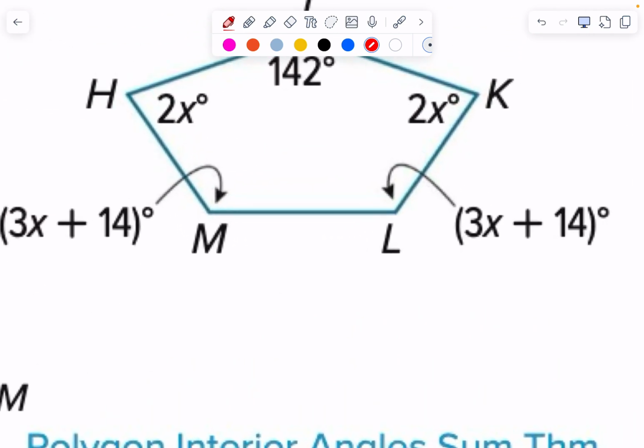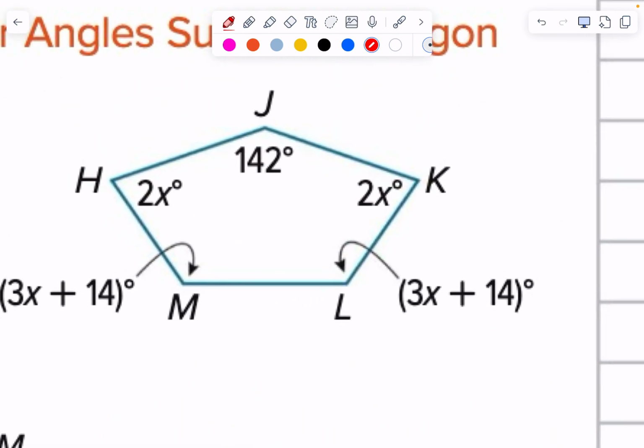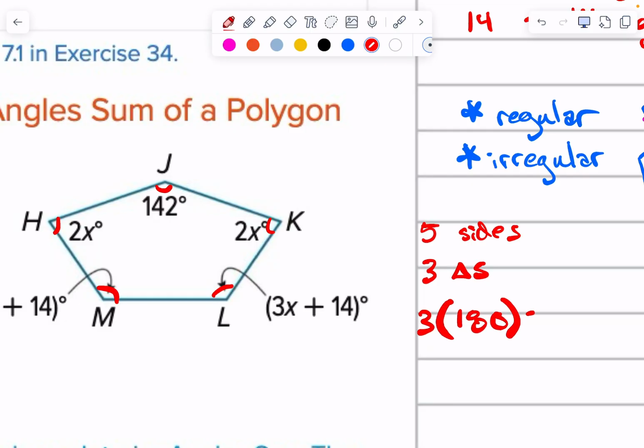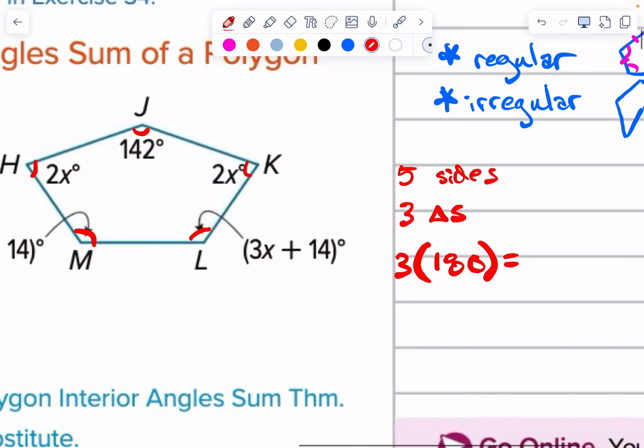Example 1. How many sides does this figure have? 5. So this angle is 142. This is 2x. This is also 2x. It looks kind of symmetric. That's 3x plus 14, and this is also 3x plus 14. But it's a 5-sided figure. If it has 5 sides and I separate it into triangles, how many triangles will it have? 3 triangles, and each of the 3 triangles is 180 degrees. So 3 times 180 is how much?